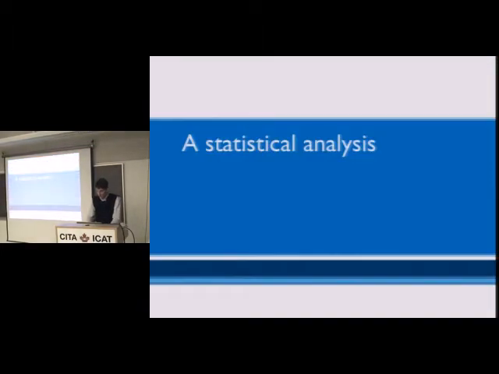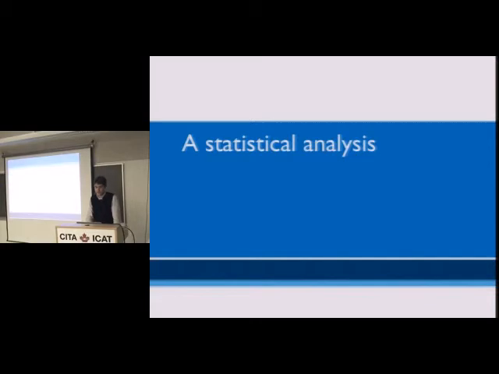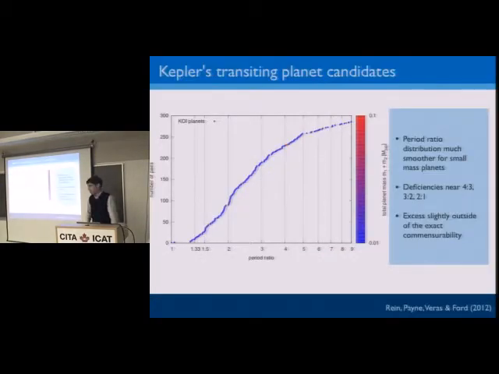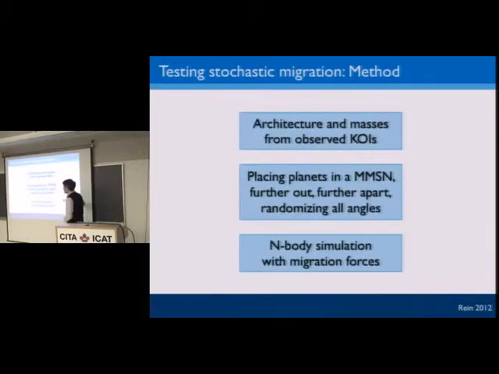Okay. So just quickly, you can do this in a statistical way, and I've just scratched the surface on this. This is by no means the end, but this is the distribution that you want to explain. This is a period ratio distribution, and the question is, does this stochastic idea reproduce something that looks similar? And the answer is yes, it does. What I'm doing here is taking the observed masses and the observed architectures of these systems and placing the planets not in the current position, but further out and slightly further apart in the minimum mass solar nebula, and then turning on the smooth and the stochastic migration forces and letting them evolve forward in time.